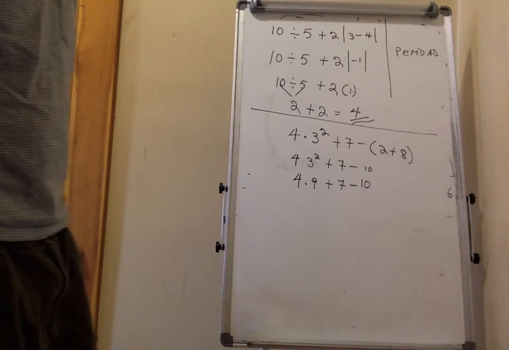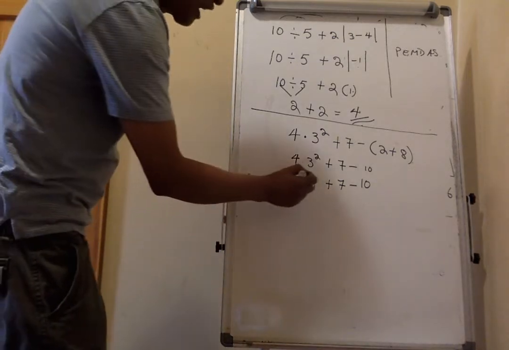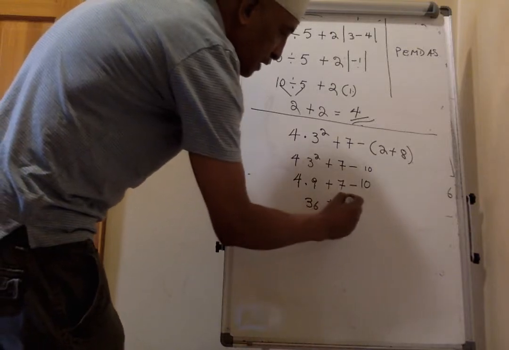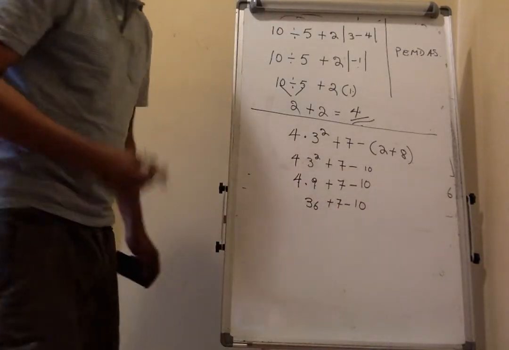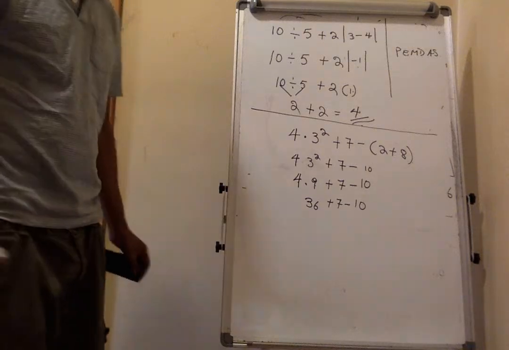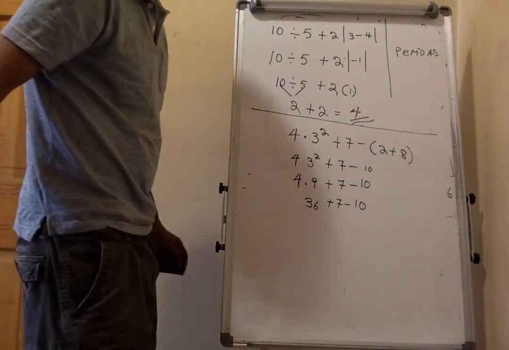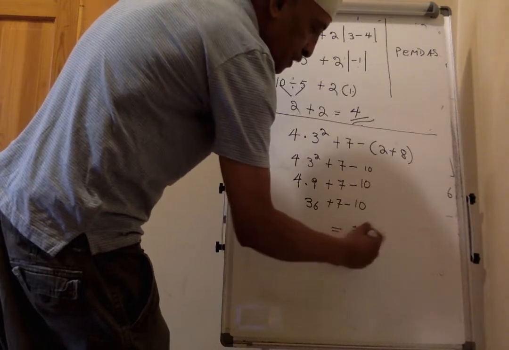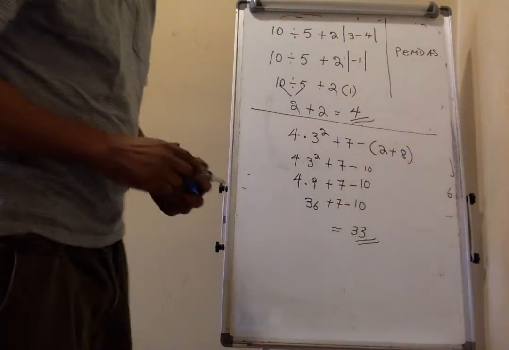Now your multiplication. Okay. So 4 times 9 is 36 plus 7 minus 10. Now you can do whatever you want. Now 36 plus 7 is 43, and 43 minus 10 is 33, and then we're done. Okay?